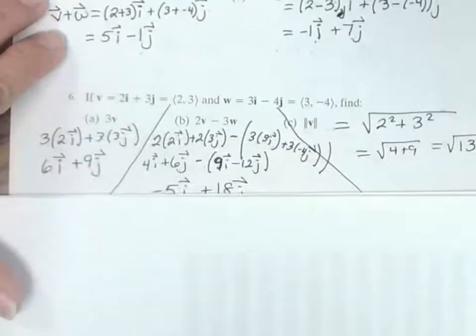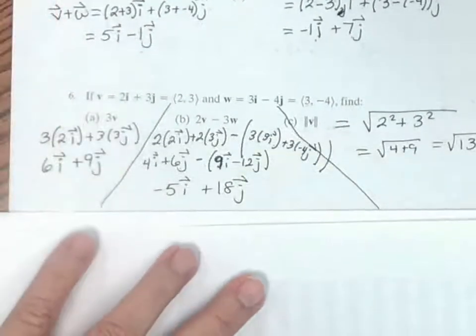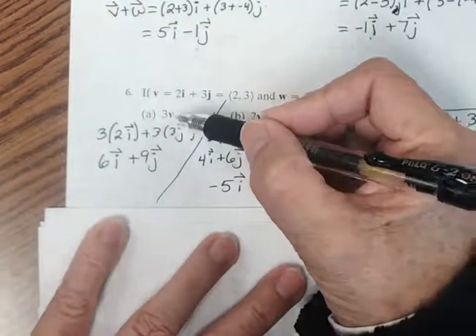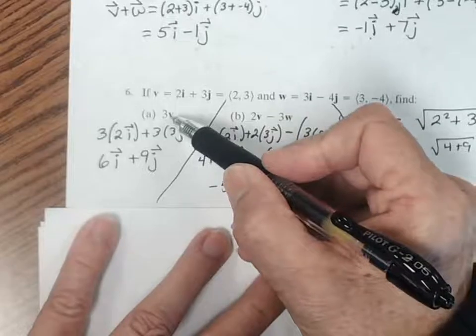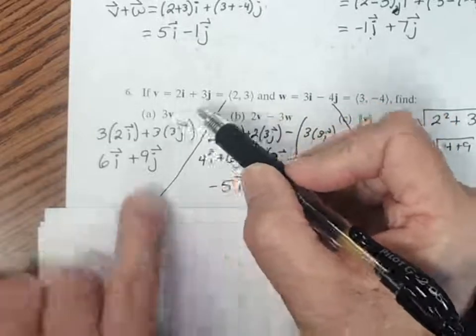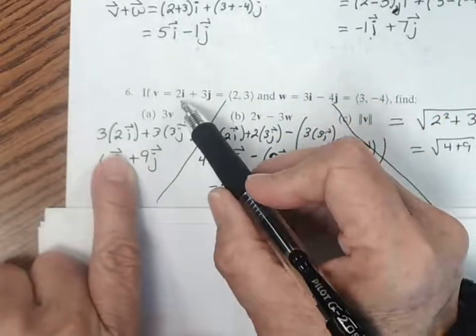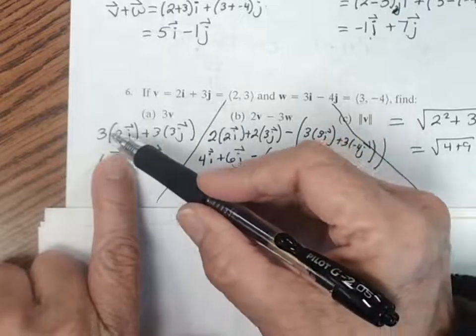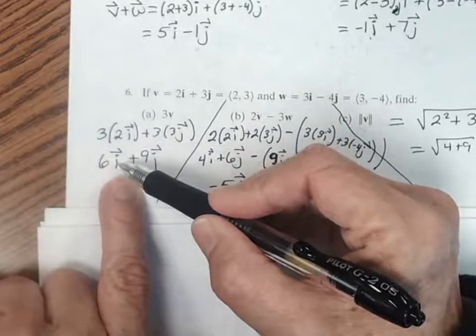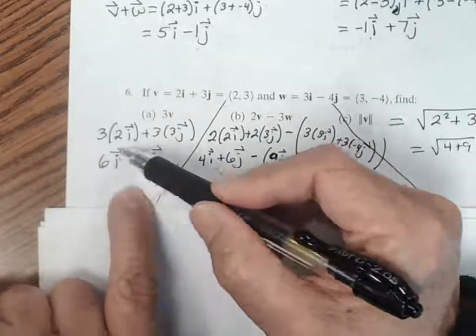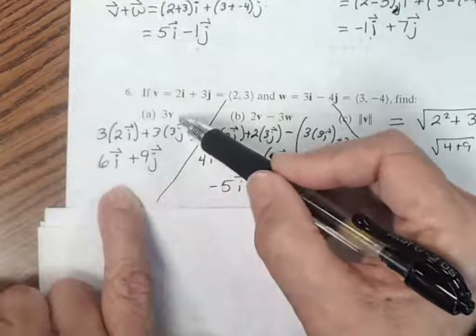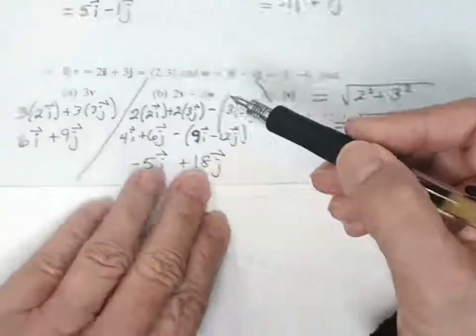We can also do some scalar multiplication here and combine them. I know there's a lot of stuff here, but let's just start. If I have vector v as 2i plus 3j, 3 of those is simply we take 3 and multiply it by both the i and the j. So 3 times 2i gives me 6i. 3 times 3j gives me 9j. This is the vector that represents 3 times vector v.